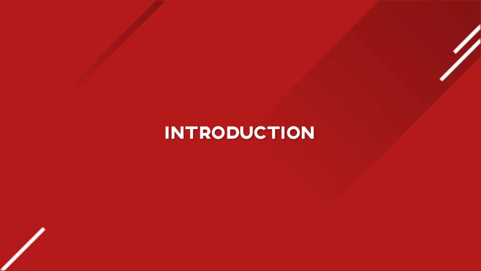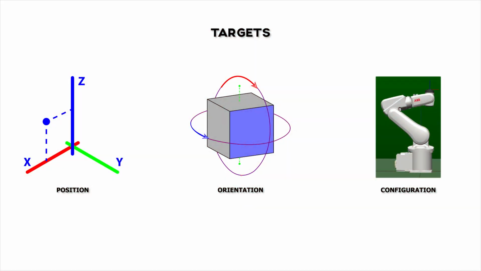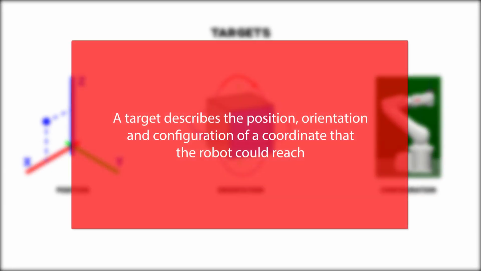Hello, I am Chibuike, and in this video we will be learning about paths and targets in Robot Studio. Targets and paths are used when programming robot motions in Robot Studio. A target describes the position, orientation and configuration of a coordinate that the robot could reach.